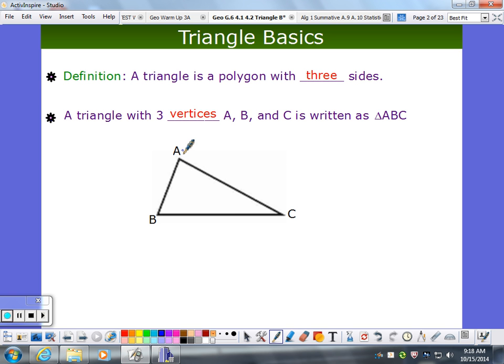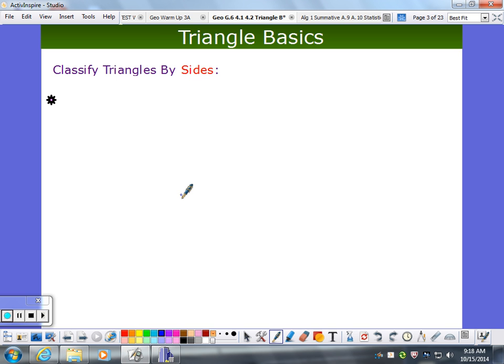Oh, I didn't hear you. You're right. So one of them is called a vertex. The plural is vertices. Right, so so far so good.